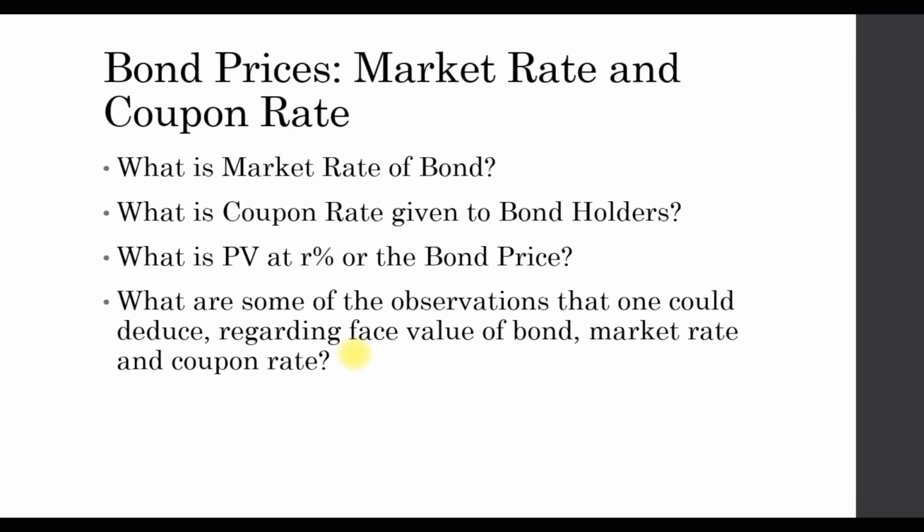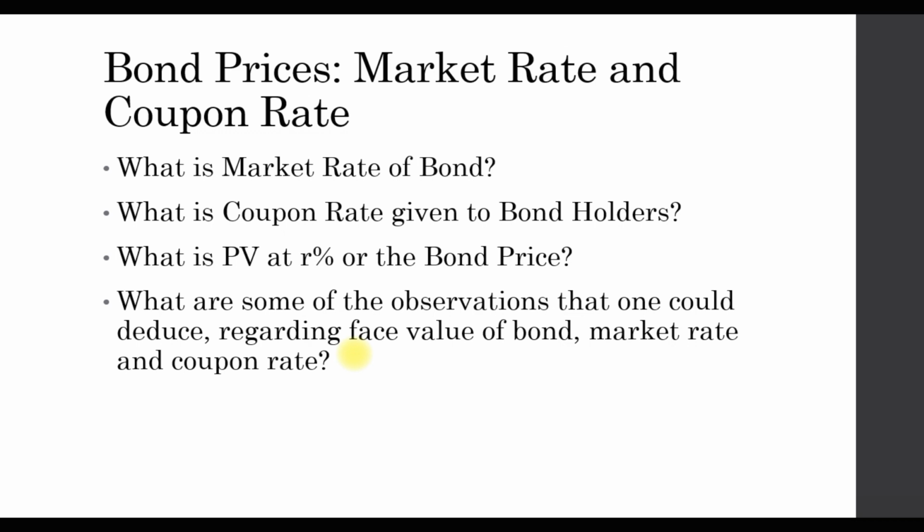Hence, the present value of the bond at 10% is calculated to be 900.55. That means when the market rate of the bond is 10%, the bond with face value rupees 1000 sells for a value of 900.55.